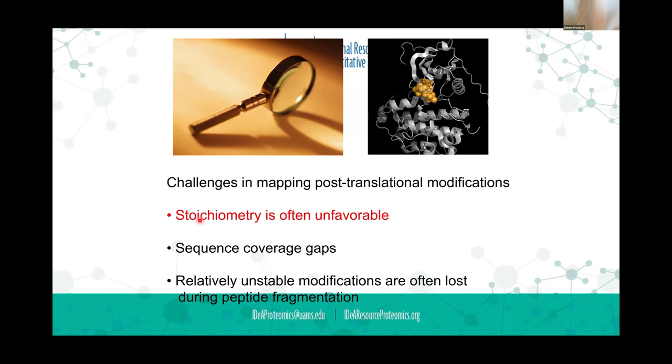Some of the issues that increase difficulty come from the fact that when we're talking about phosphorylation, we're rarely talking about something that is phosphorylated 100%. And so there's some stoichiometry involved. You're looking for the presence of a modified peptide that is modified sometimes, at some point in time, and usually some percentage. It's not fully modified. There are also sequence coverage gaps.